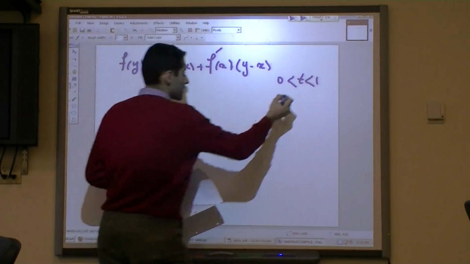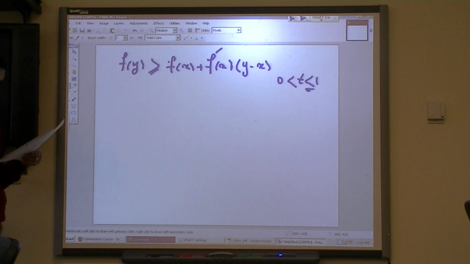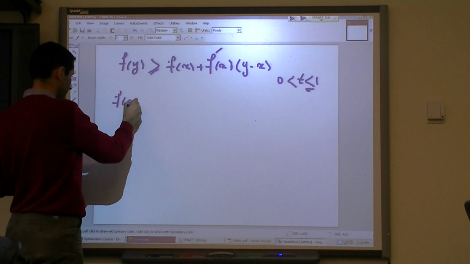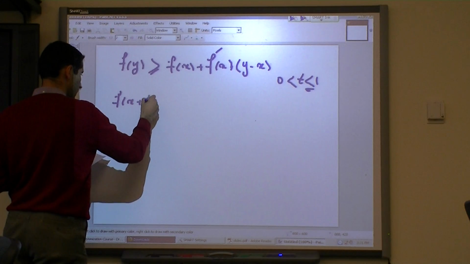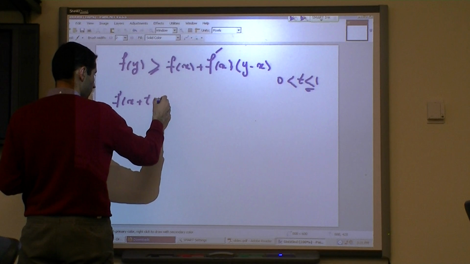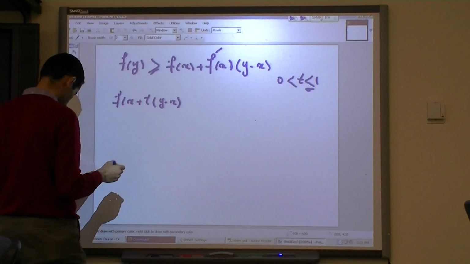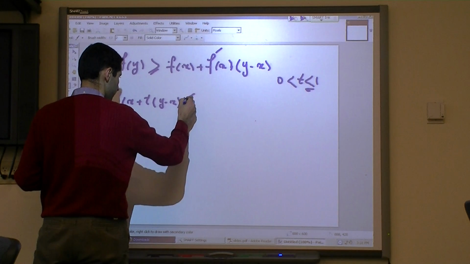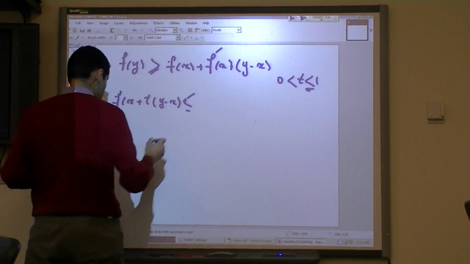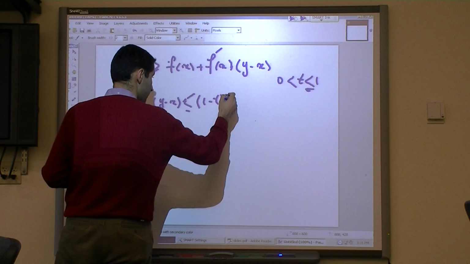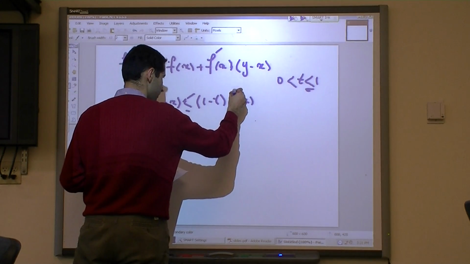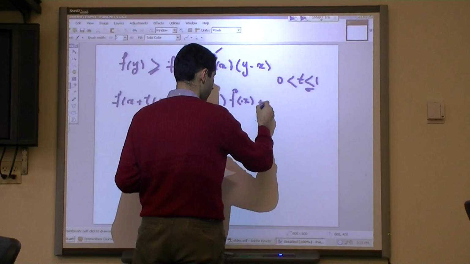For a t between 0 and 1, f of x plus t times (y minus x) is less than or equal to (1 minus t) f of x plus t f of y.